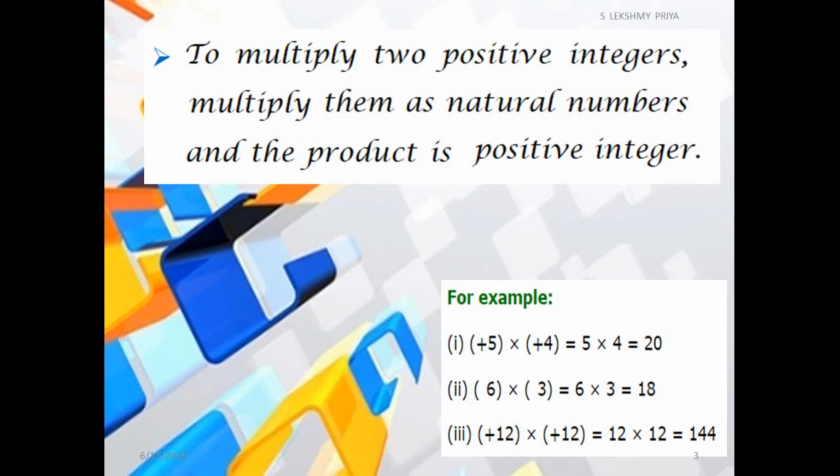5 and 4. Just I write plus 5 and plus 4. When you multiply these two positive integers, your answer is 20, and 20 is a positive number. The next one, when you multiply 6 and 3, it is 18. 18 is again a positive integer. When you multiply 12 times 12, the answer is 144, again a positive integer.